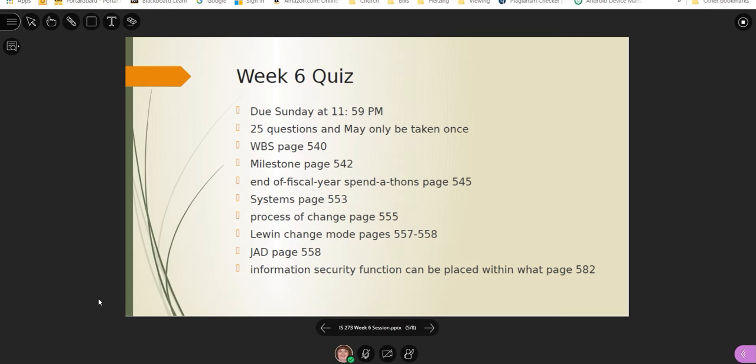WBS, page 540. Milestone, page 542. End of fiscal year spend-a-thons, page 545. Systems, page 553. Process of change, page 555. Lewin change model, pages 557 to 558. JAD, page 558. Information security function can be placed within what? Page 582.